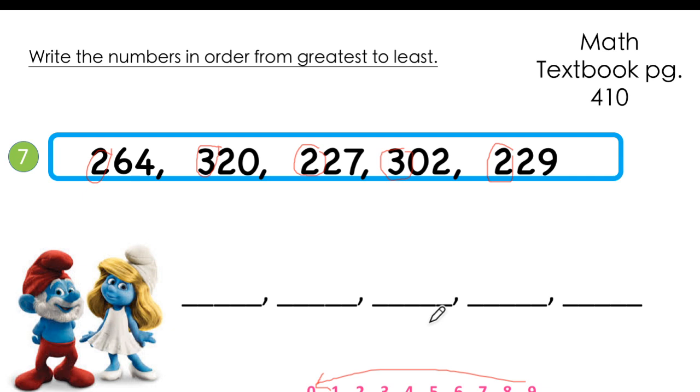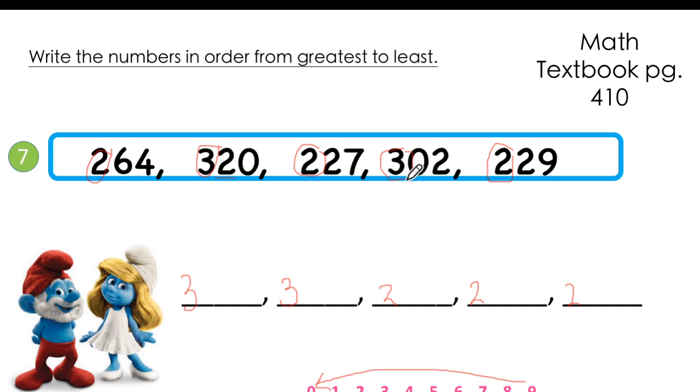So which one is greater? 2 or 3? 3. And you have 300s twice. So you have to write 300 twice on first and second line. And you have 200 3 times. So 200 3 times. 1, 2, 3. Great.